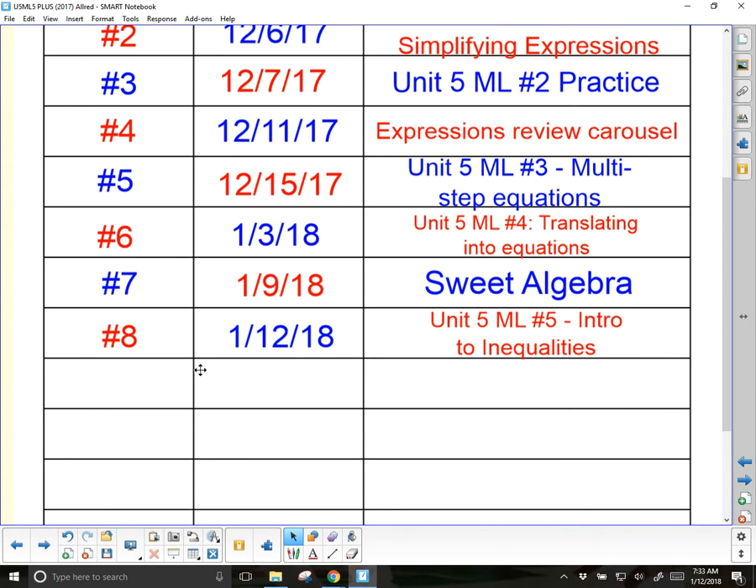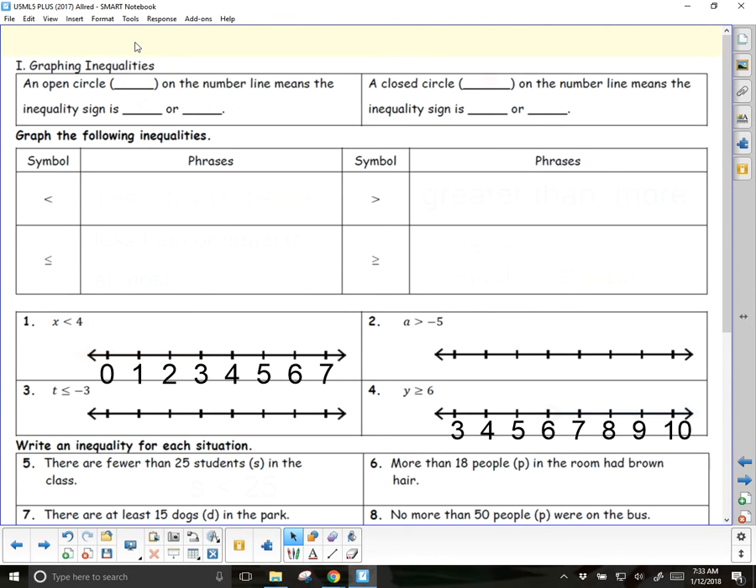Okay. This is Unit 5, mini lesson number 5, an introduction to inequalities. So let's get started. You might have seen inequalities before, and we're going to graph them on a number line today. There's really two different things you might do when you graph them.